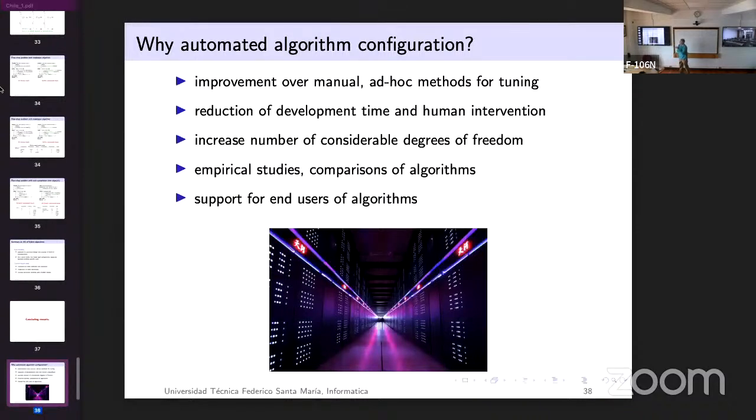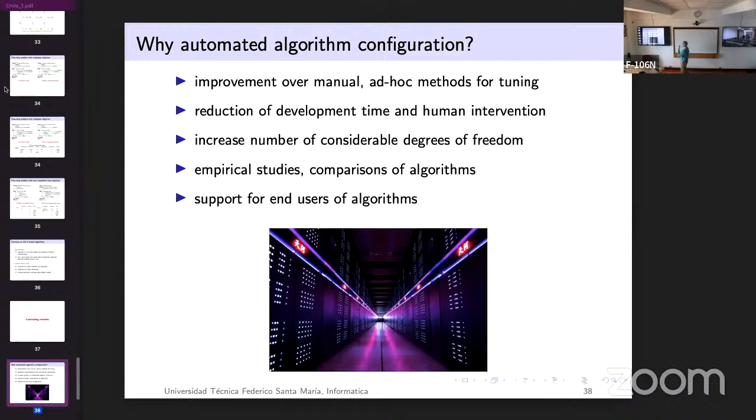And then why automatic algorithmic configuration? You have an improvement over manual methods for tuning. For 10 years or something like this, I never tune an algorithm myself. It's always algorithms. Reduction of development time and human intervention to increase the number of considerable degrees of freedom. And I think this is important.